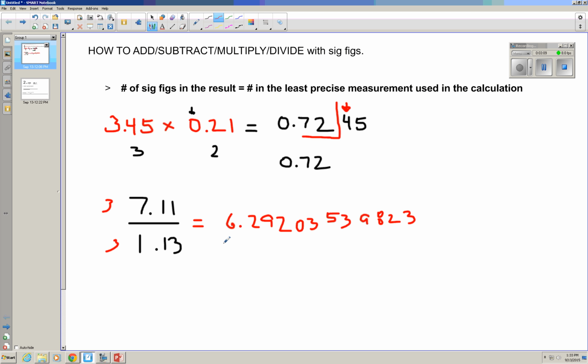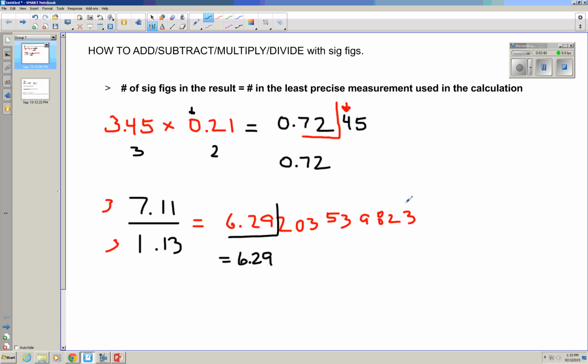Well, now you know, based on the rules of significant figures, you can say, hey, I can only have 3 sig figs in my answer. So where are they? There's 1, there's 2, there's 3. I put a little line up here. You don't have to do that, but I do. And I ask myself, is that a 5 or bigger? Nope. So my answer has to be 6.29. So now my answer has exactly the same amount of uncertainty as my 2 starting numbers have. This is why we use sig figs.